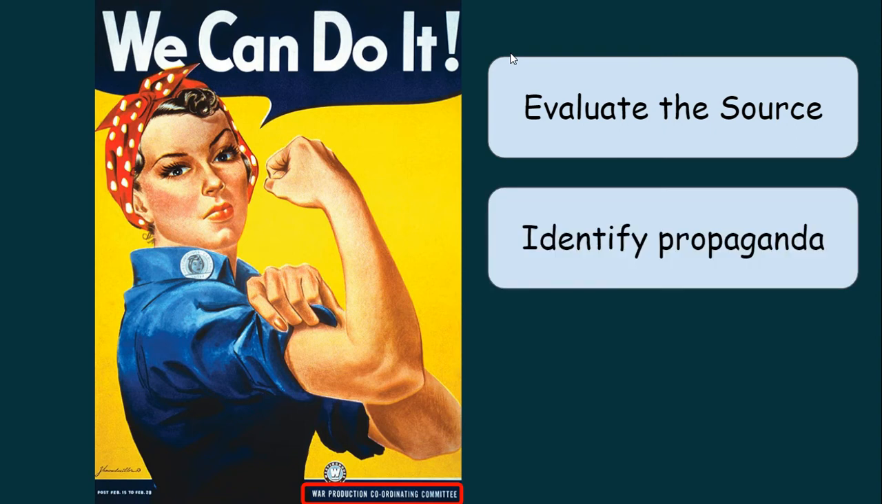I used this example because it's widely known to be propaganda, and it also shows that propaganda isn't always bad. The source created it to try to convince women to join the workforce to help the war cause on the home front. So even though it is propaganda and it's biased and it's trying to promote a point of view, that doesn't necessarily mean that it's a bad thing.